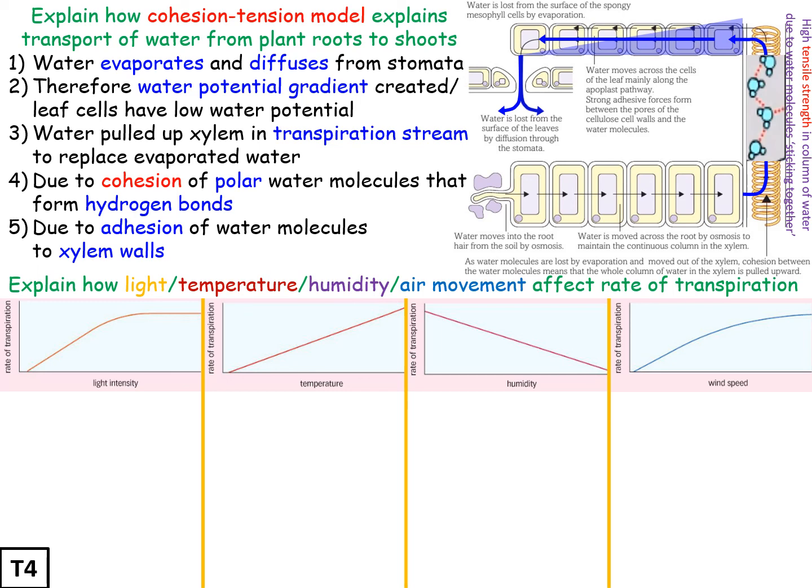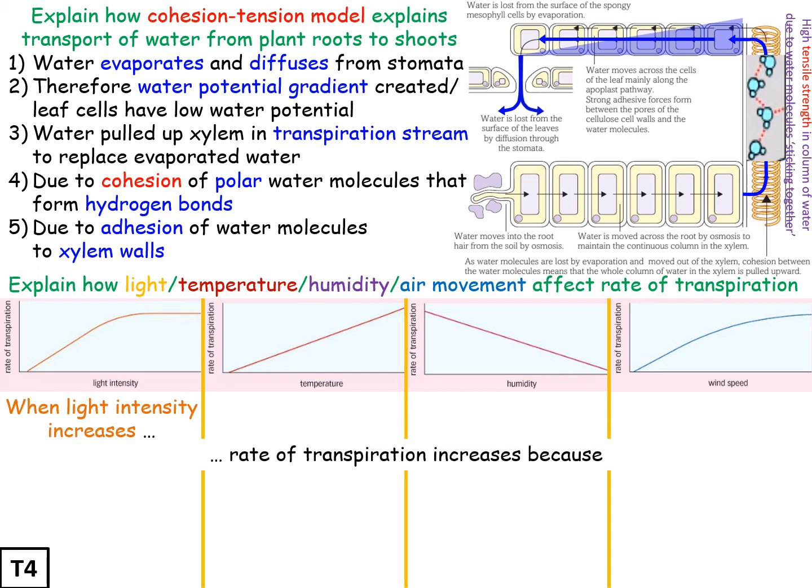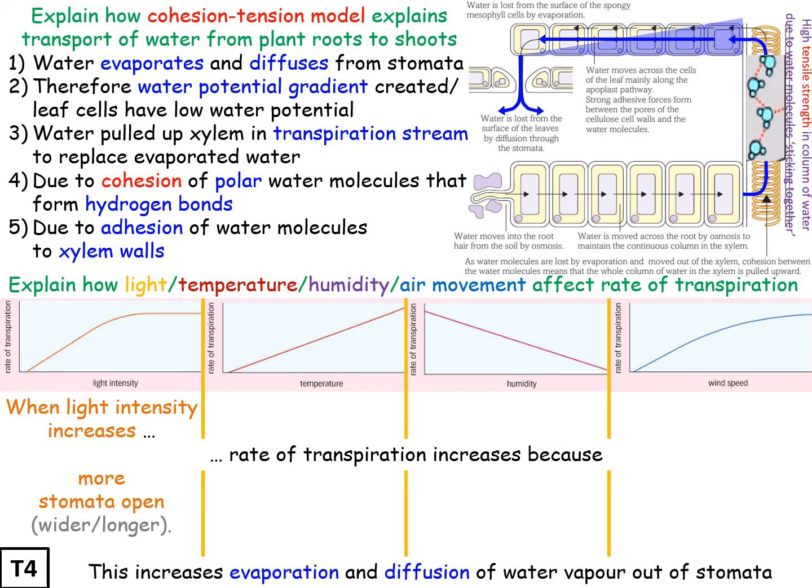Okay, how do factors affect the rate of transpiration? When light intensity increases, the rate of transpiration will also increase. And that's because when there's more light, plants want to do more photosynthesis. And when they want to do more photosynthesis, that means they need more carbon dioxide. So that means they're going to have to open the stomata. And when they open the stomata, more carbon dioxide can diffuse in, but that means that more water can diffuse out. So when there's a higher light intensity, the rate of transpiration increases because more stomata will open. And that means that there's going to be an increase in evaporation and diffusion of water vapor out the stomata.